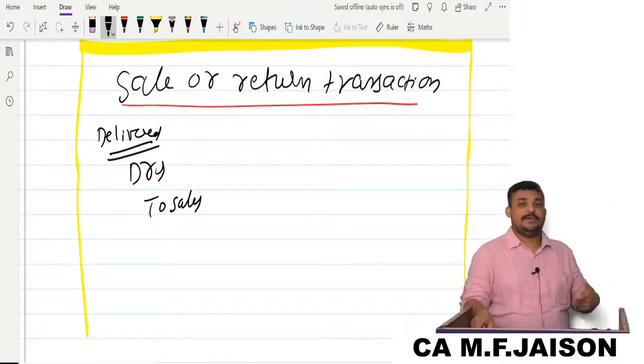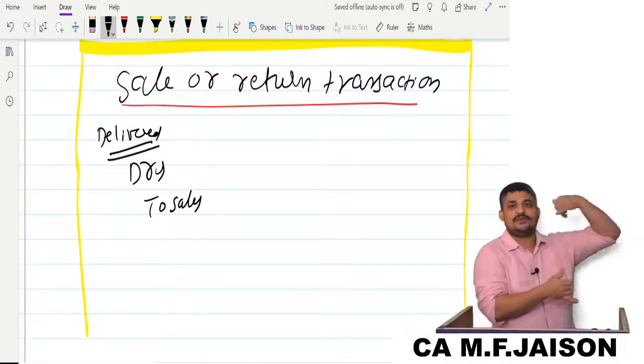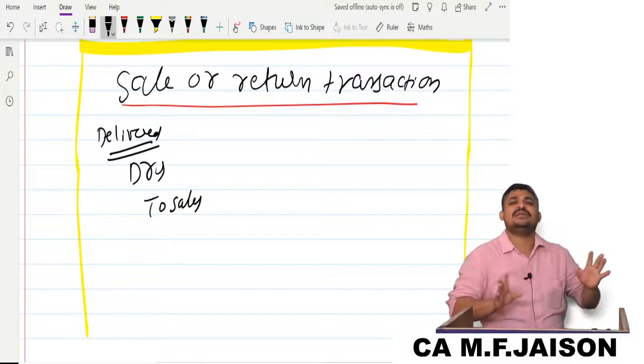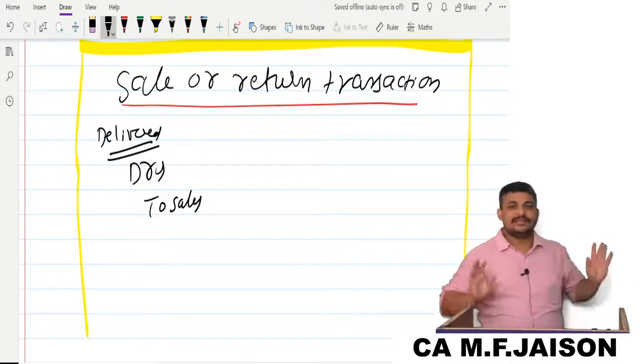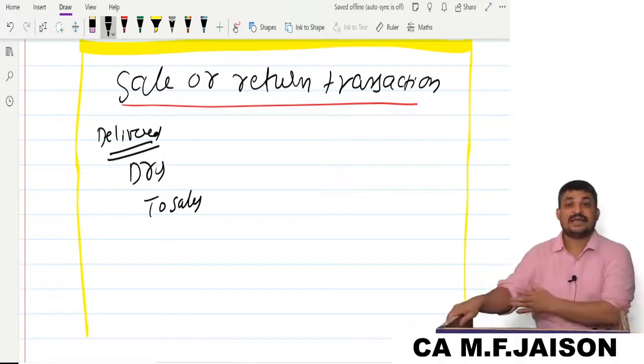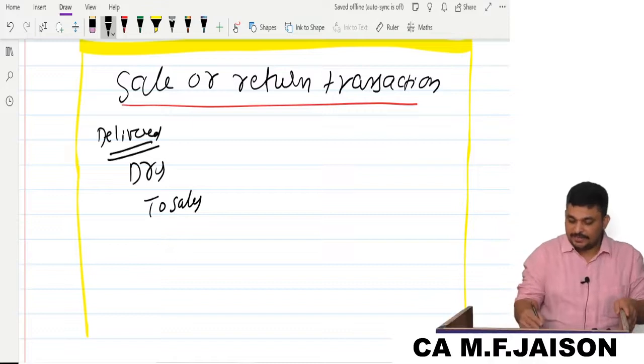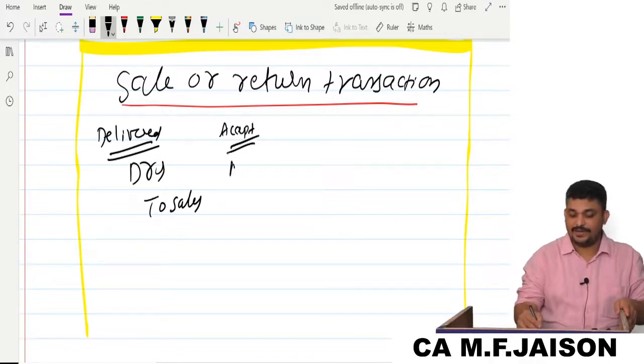So then what happens now? After that particular 15 days, or within the 15 days, the customer calls me and says that we are perfectly happy with the goods and we are buying the goods. So that is the time the sale is happening. Only when the customer accepts the goods is the sale happening. But I won't make any entry.